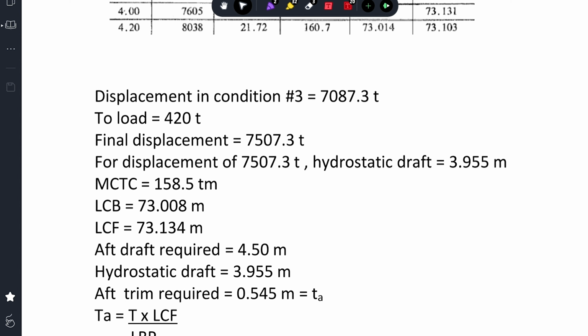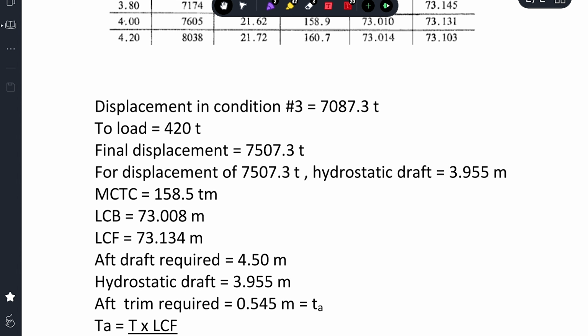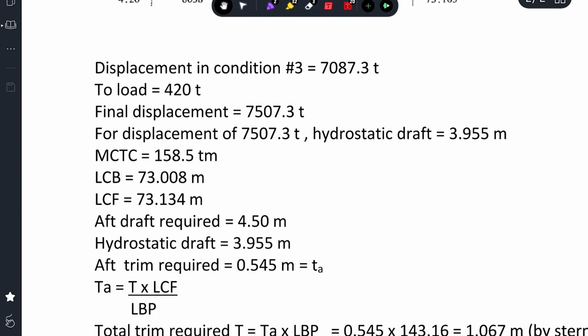For displacement of 7507.3 tons, which is my final displacement after loading 420 tons, I enter the stability booklet of Hinchip and I find hydrostatic draft will be 3.955 meter. So which is right here. You can see 7507.3 will lie somewhere here, between these two, in the range between 3.8 and 4. So I interpolate for 7507.3 and I get the hydrostatic draft 3.955 meter.